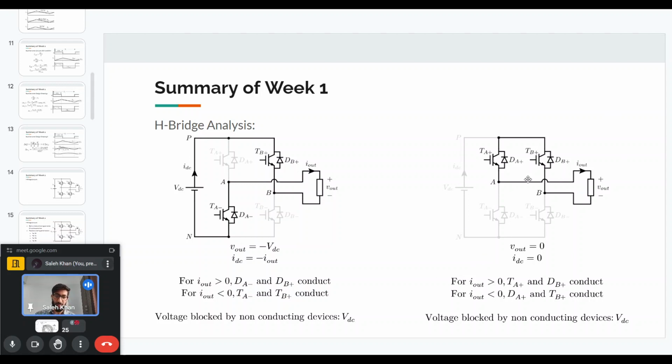And similarly, we can find out which devices are conducting, based on whether the output current is positive or negative. And the voltage that is blocked in all cases is VDC. So the voltage that is blocked in both of these cases will be VDC.